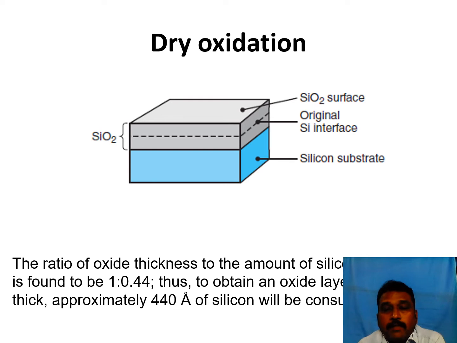That is dry oxidation. So you can see the diagram here, showing how the dry oxidation is carried out. This is the silicon substrate, and then the silicon dioxide surface. Actually, this is the original silicon interface. Over that, we are having that silicon oxide. This is the silicon dioxide.